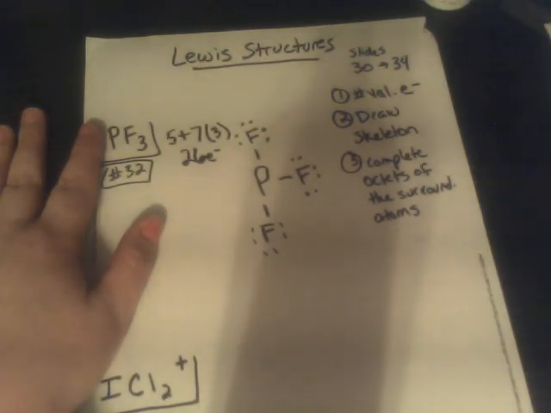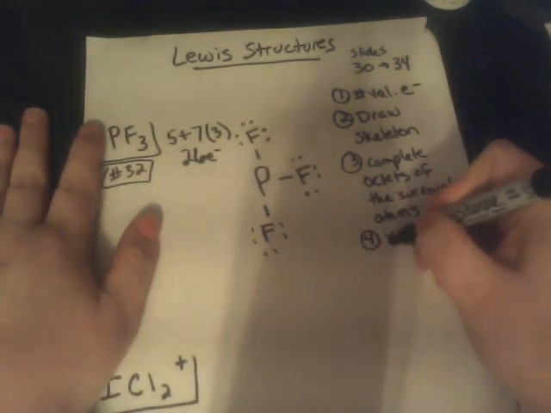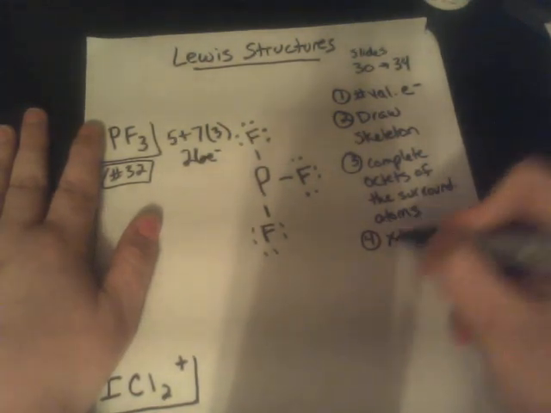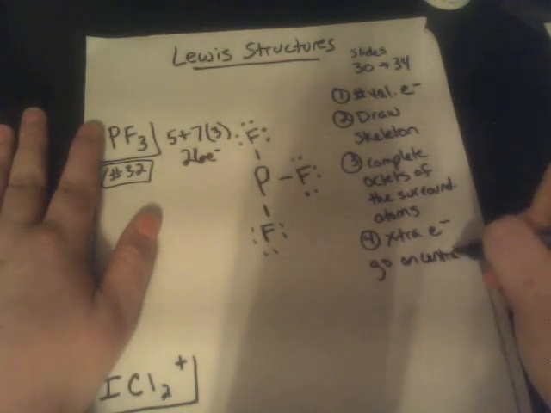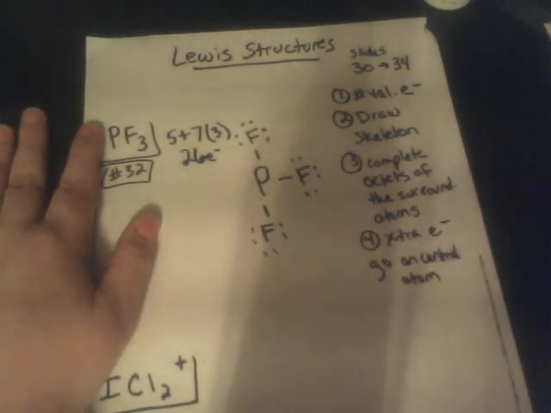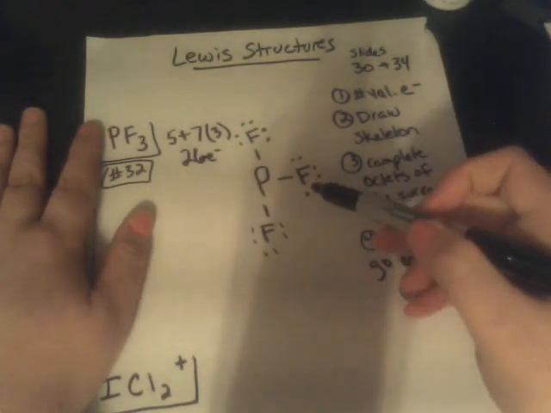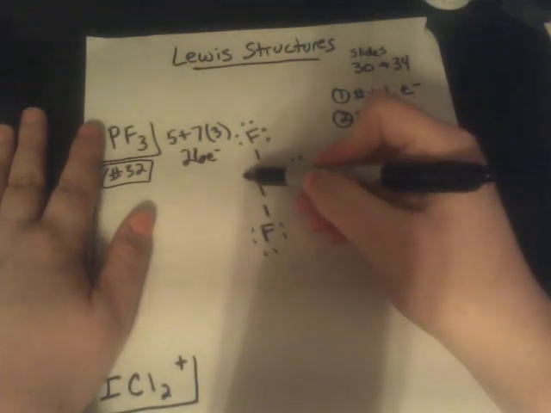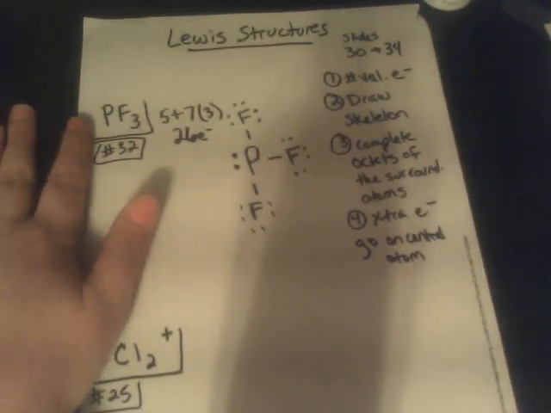So then the fourth step that they give us is place any leftover electrons. Extra electrons go on the central atom. I have 24 in my drawing right now. I need to have 26. 24, 25, 26. This is the Lewis structure for PF3.